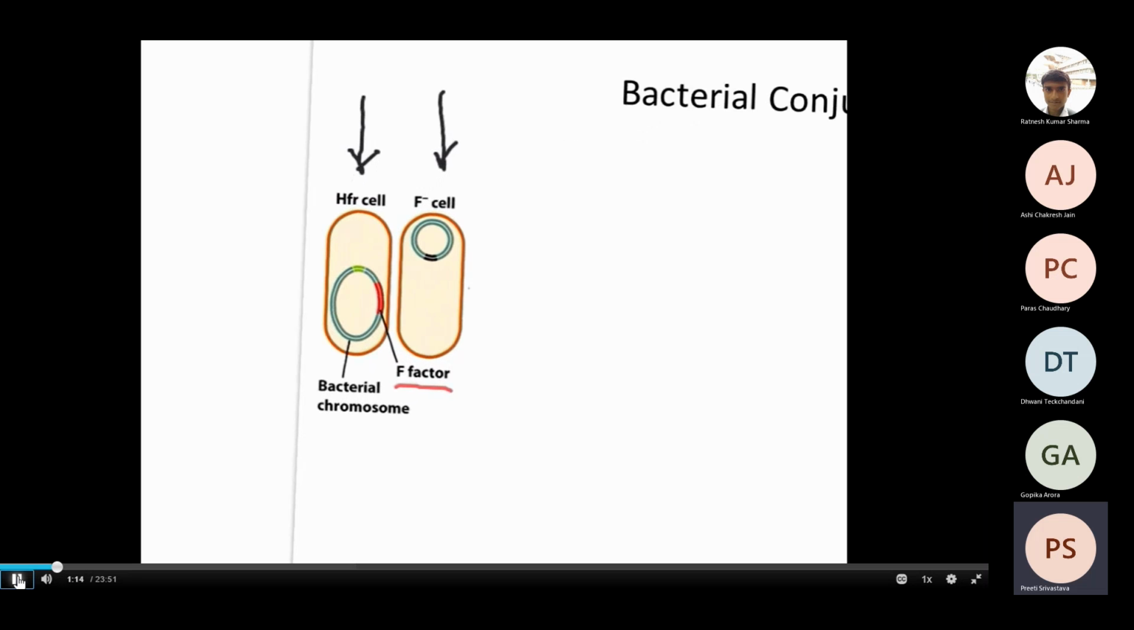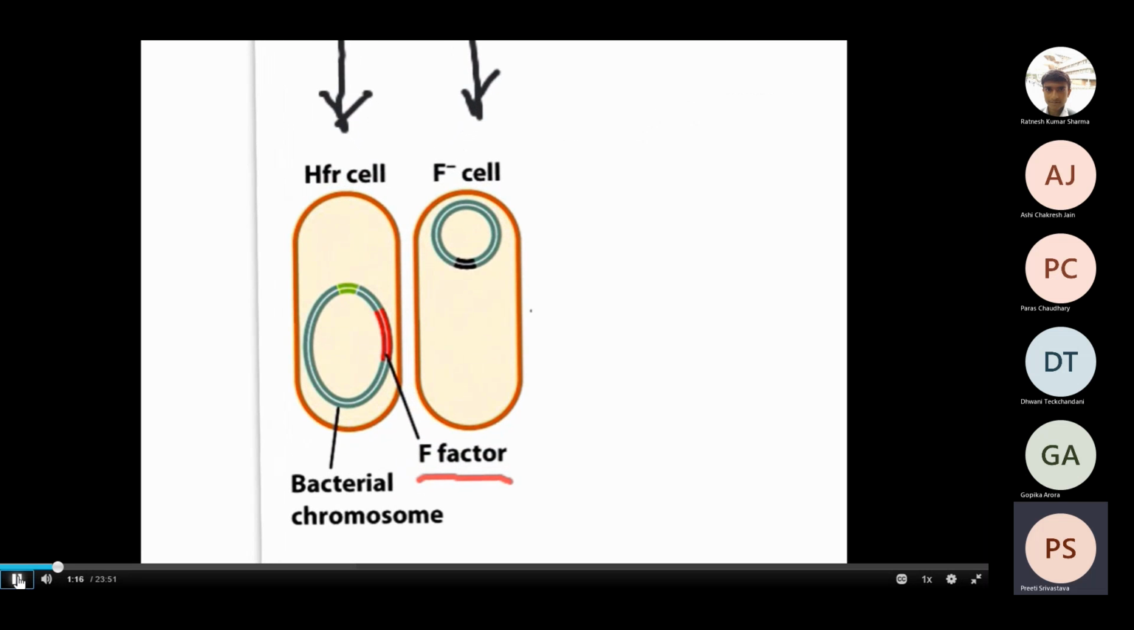Now we want to focus in briefly on the black and the green region indicated in the bacterial chromosomes. In the F- cell, it's the black region, and in the HFR cell, there's this green region. And these two regions indicate areas of homology.